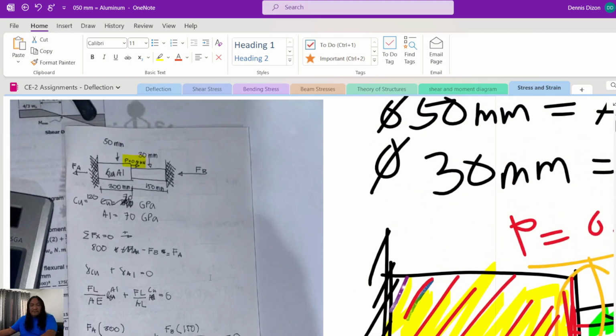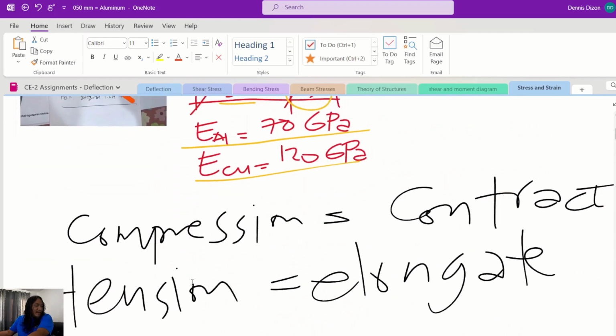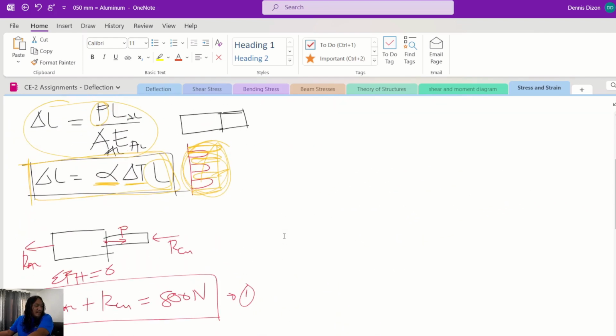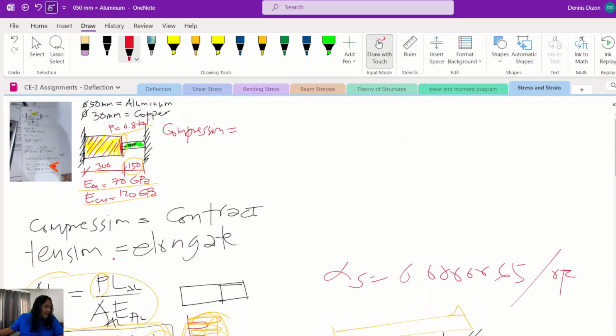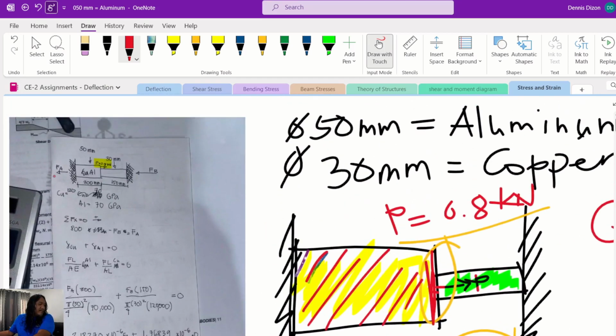Again, we have two formulas for strain. If it is acted on by a force, it is PL over AE. And if it is acted upon by just a change in temperature, like internal force due to change in temperature, then you have alpha, change in temperature, and then the initial length. I hope this is clear. If you have questions, just let me know. Goodbye.